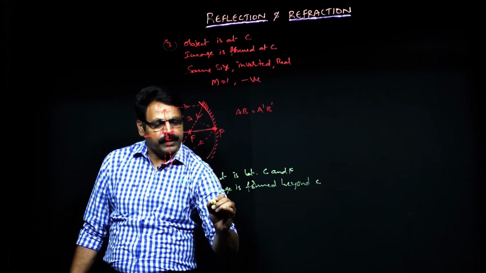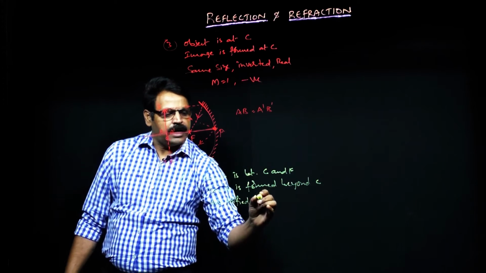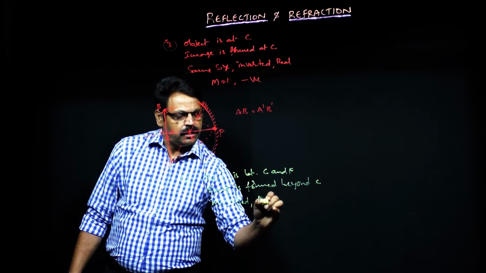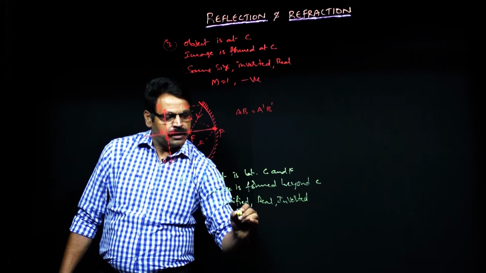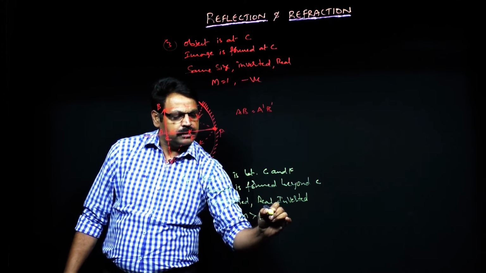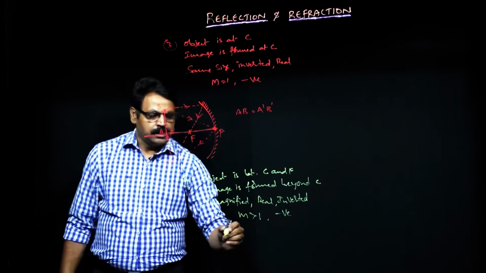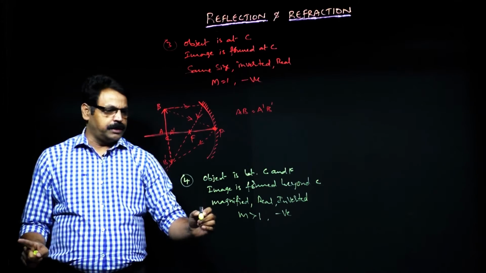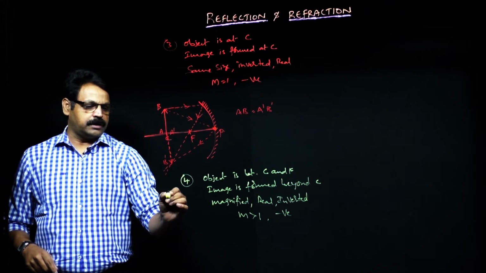And it is magnified. So it is magnified, real and inverted, and magnification is going to be greater than 1 but negative only, because the image is inverted. So how is the ray diagram going to be? See here, the ray diagram is going to be like this.